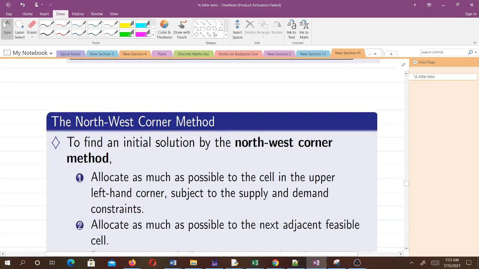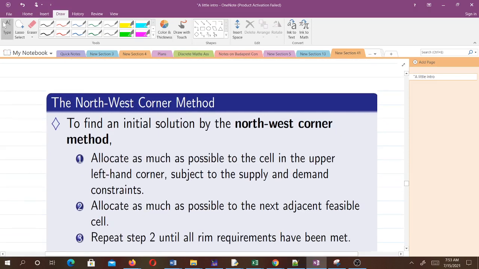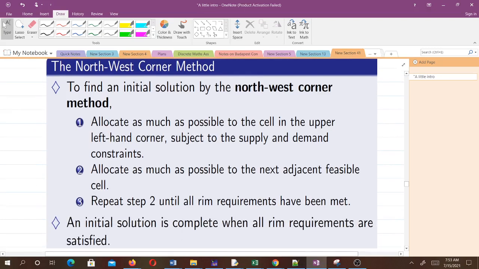Let's look at the first method, the northwest corner method, which is very simple. To find an initial solution, the first thing you have to do is to allocate as much as possible to the cell in the upper left hand corner, subject to the supply and demand constraints. The second step is to allocate as much as possible to the next adjacent feasible cell. Then we repeat step 2 until all the rim requirements have been met.